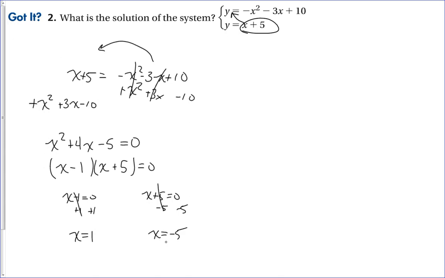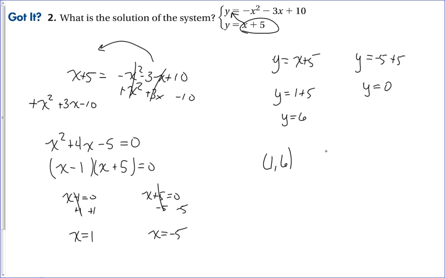So now we have the x values of our solution points. Let's plug them into the simpler equation, which is by far y equals x plus 5. Let's plug them in and see what we get. So plug in the 1, we get 1 plus 5, so y equals 6. So our first solution point is 1 comma 6. And let's do our second one. y equals -5 plus 5, so y equals 0. So our second solution point is -5 comma 0.